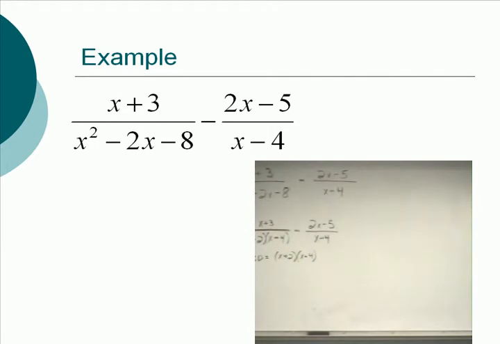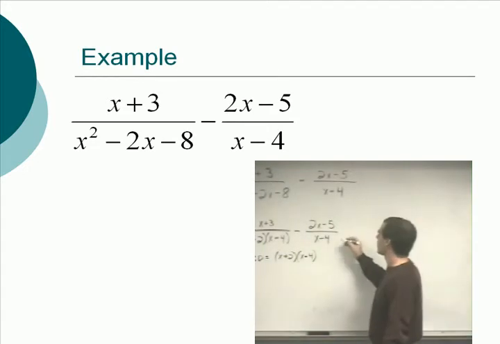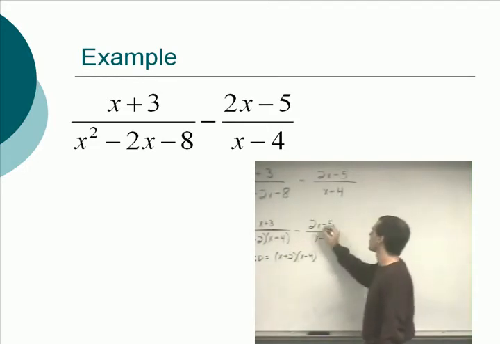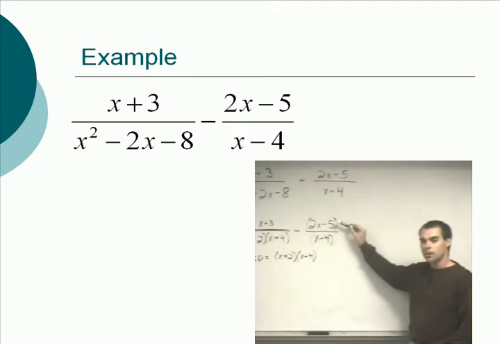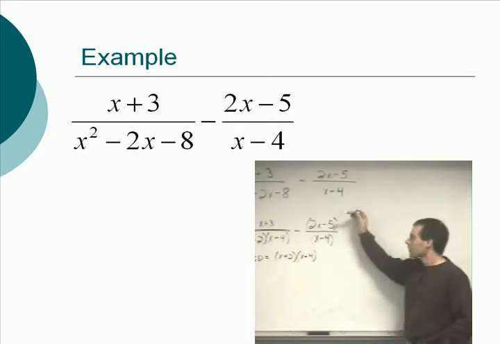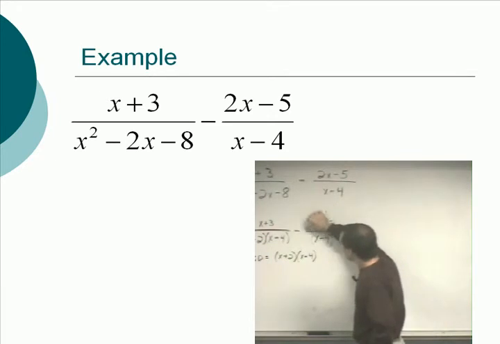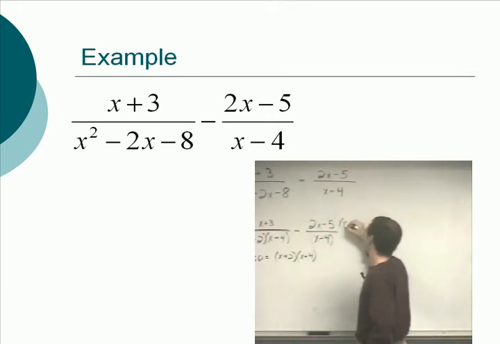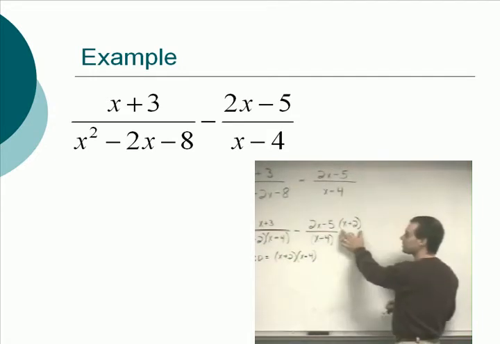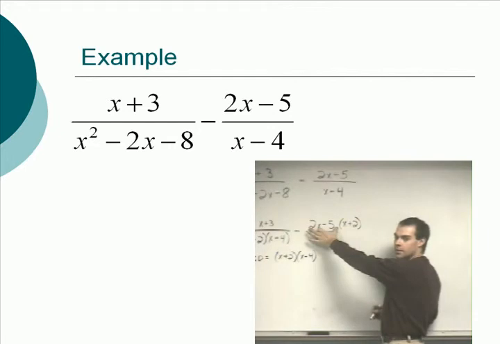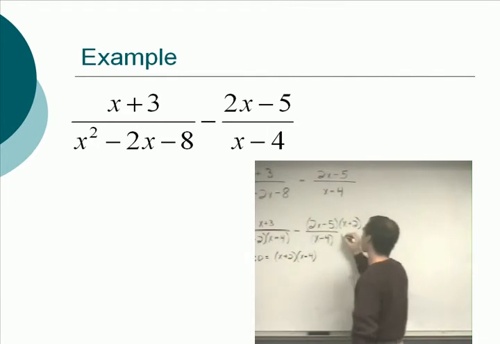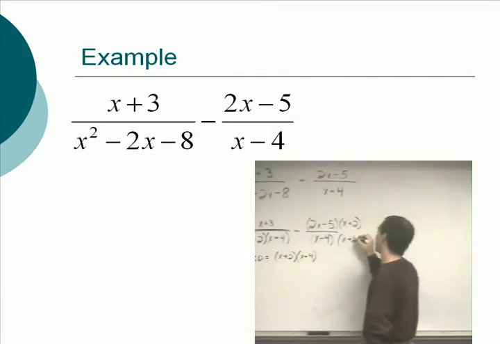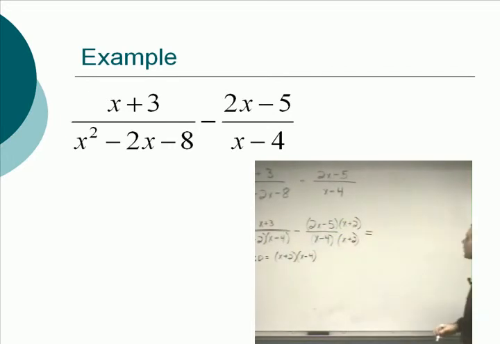Well, this one's already set to go. But that second fraction, we need to tweak just a little bit to get our common denominator. We're going to have to multiply both top and bottom by x plus 2. I'm going to make a note here. This is a good place to throw in a set of parentheses. Why would you want to make sure that you put in parentheses here? If you don't put them in, look at what you get. Is that the same as it is if we put parentheses around it? No. This looks like it's negative 5 times that quantity, but it's actually the entire numerator times that quantity. So parentheses are free. Use plenty of them.